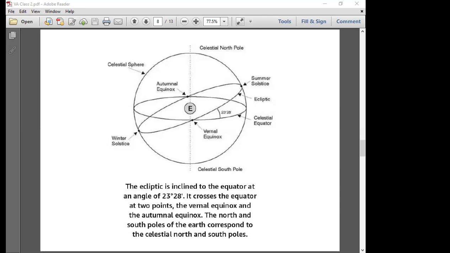Okay. So this obliquity of the ecliptic to the equator will result in the formation of seasons. That means when it is winter in the northern hemisphere, it will be summer in the southern hemisphere, and vice versa, right?